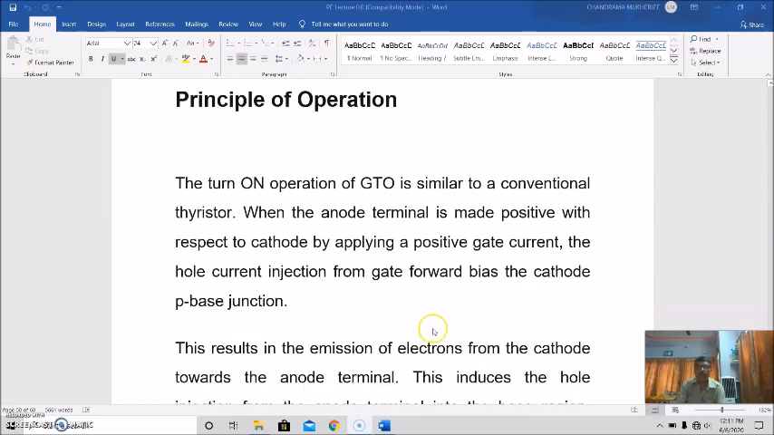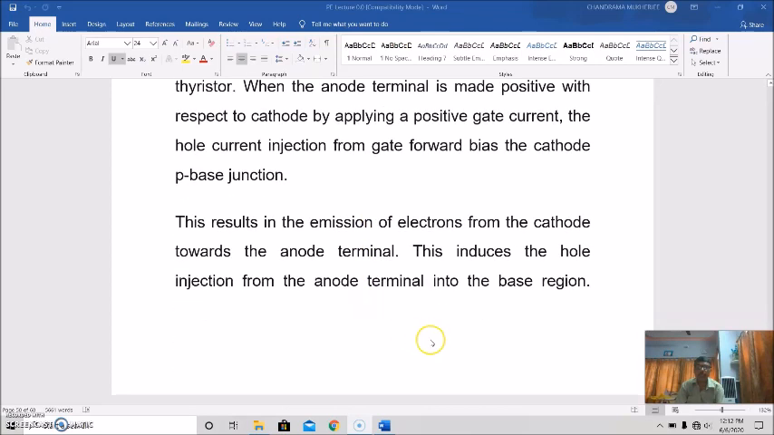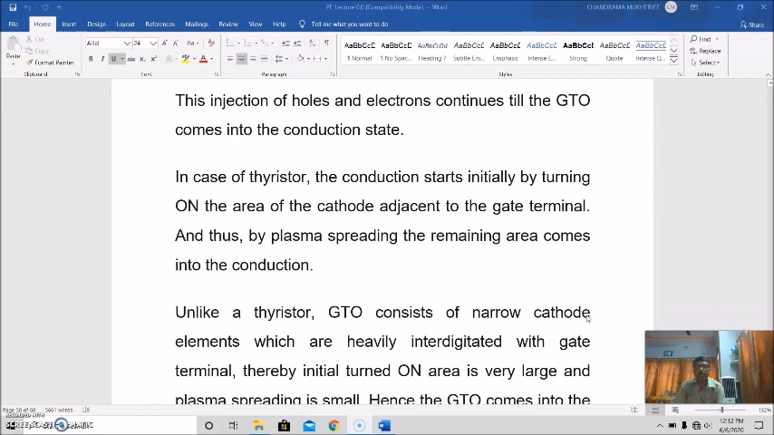Now, how it operates, its principle of operation. The turn-on operation of a GTO is similar to conventional thyristors. The anode terminal is made positive with respect to the cathode by applying a positive gate current. The hole current injection from the gate forward biases the cathode P-base junction. This results in the emission of electrons from the cathode towards the anode terminal. This induces hole injection from the anode terminal into the base region. This injection of holes and electrons continues till the GTO comes into the conduction state.